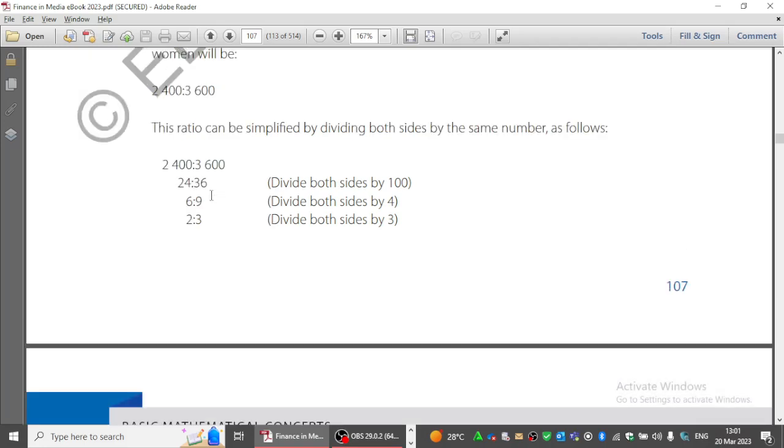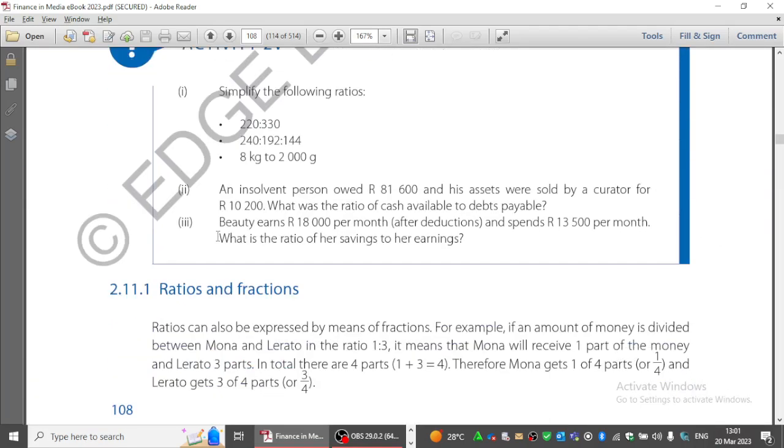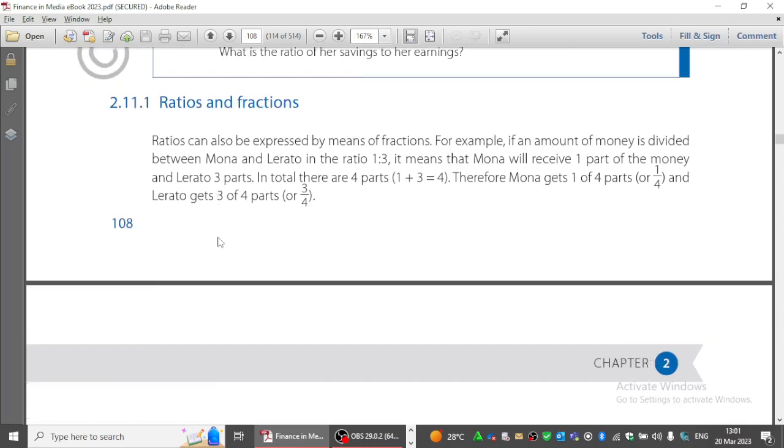So this is the ratio that I get to explain to you guys. Therefore you can say 2 out of 5 employees will be men, and 3 out of 5 employees will be women. So that's another expression, that's expressing ratios as fractions.